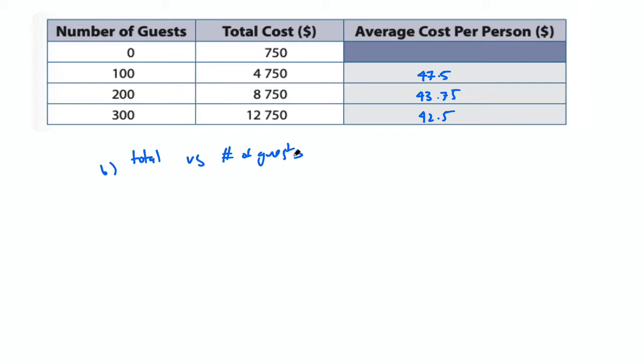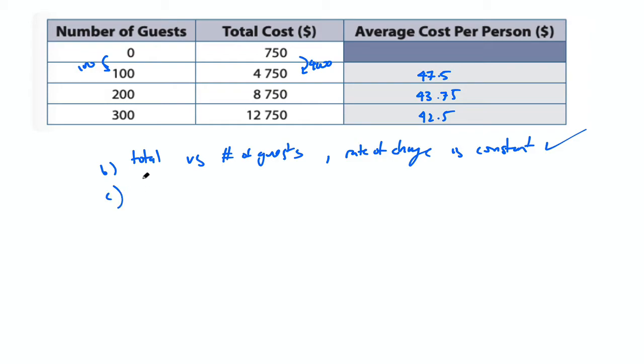Okay, well, let's see. The total cost, right, we increase by 4,000 each time. The number of guests will also increase by a constant amount of 100 each time. Okay, so in this case, because we're increasing by a constant amount each time, yes, the rate of change is constant.